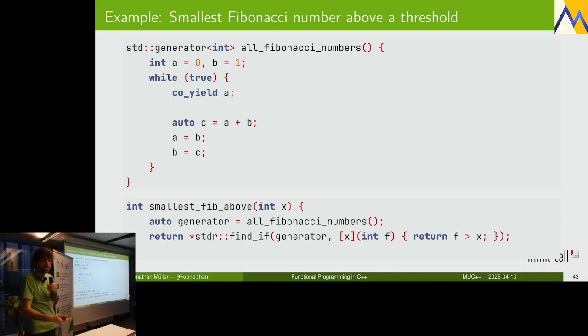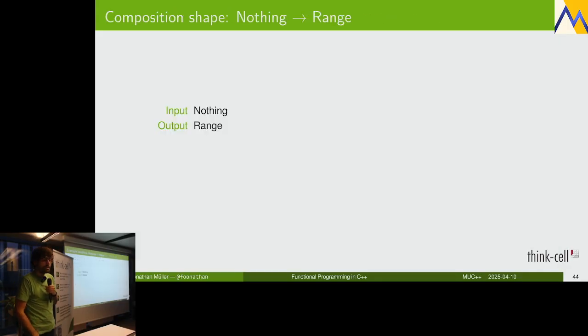If it doesn't match our predicate, we will ask for the next one, and then execution will jump back to the last co-yield statement, continue from there, compute the next value, go back to the yield, suspend, return that value, and so on. And now we lazily compute all the Fibonacci numbers, but we still remember all the previous states, so we don't have to start over from scratch. And using generators, it's very easy to do this sort of thing. So the composition shape is here. Even if you don't have a range, you can still create a range, and this might be useful to solve your problem.